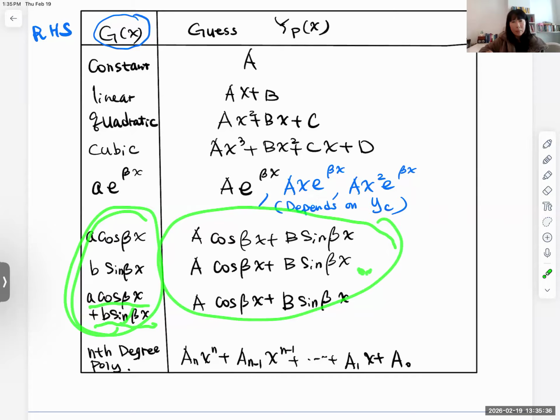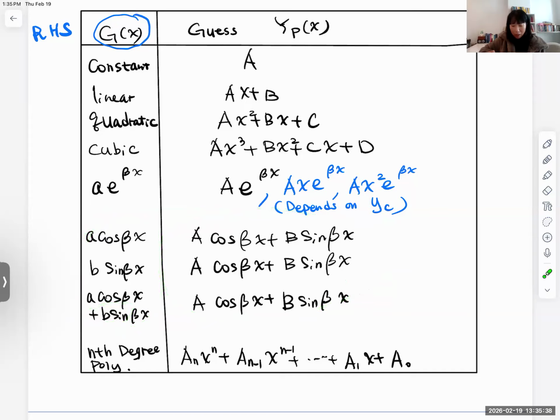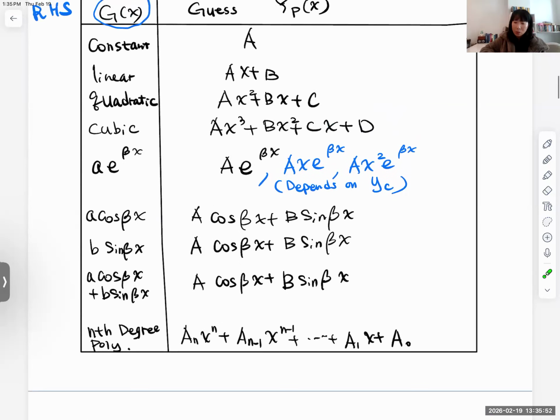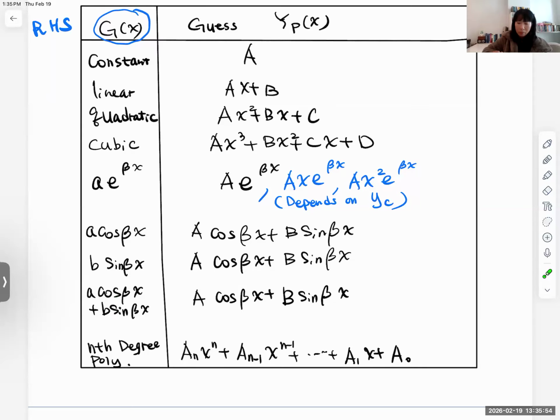Now for an nth degree polynomial on the right-hand side, we can just use descending order. Okay, let's do an example so we understand what this means.